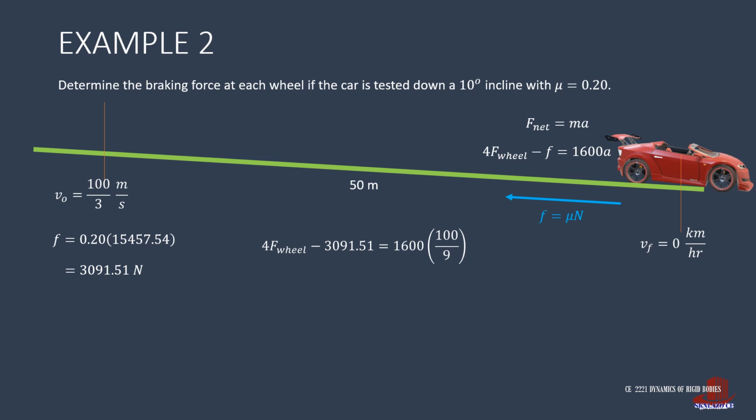Plug this into the general formula to make it 4F less 3,091.51 is equal to 1,600 times 100 over 9 to have F equal to 5,217.32 newtons.